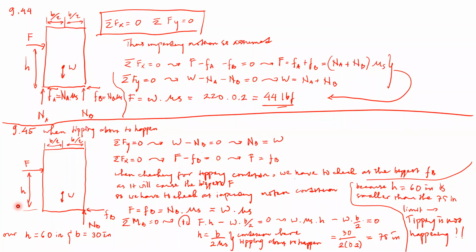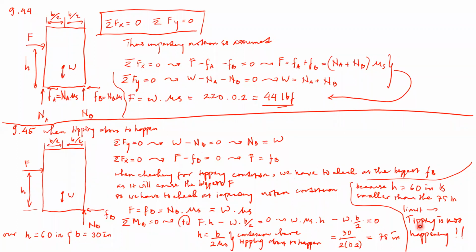Yes, sir. Thank you. Okay. And in our actual condition right now, what is the H value? This one, right? 60 inches. 60 inches is less or bigger than 75? Less. In that case, what is actually happening then? No tipping. Yes, no tipping. That's the conclusion that we can get. That's why I concluded this way. Tipping is not happening. I still don't understand the concept of tipping.